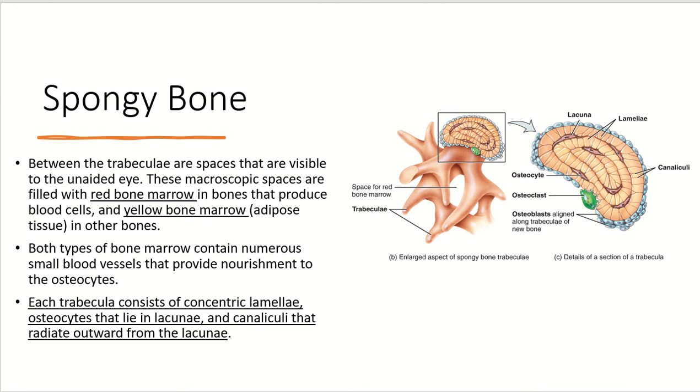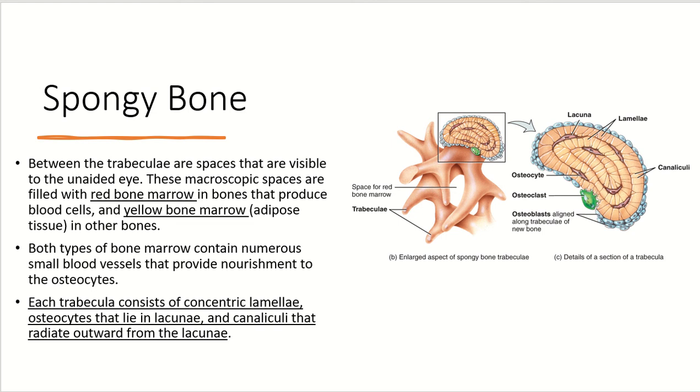These macroscopic or larger spaces that are in the bone are going to be filled with red bone marrow, and this is going to be a major site of blood cell production. And then the yellow bone marrow, the adipose tissue, is also going to be found in some of the other types of bone. Both types of bone marrow are going to contain numerous small blood vessels that are going to be there to provide nourishment to those osteocytes.